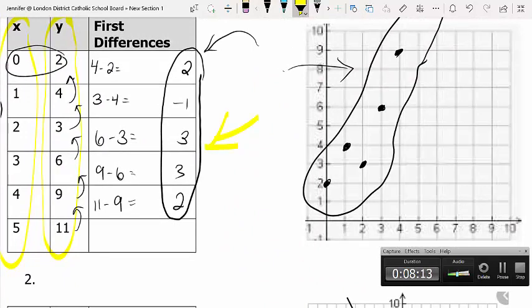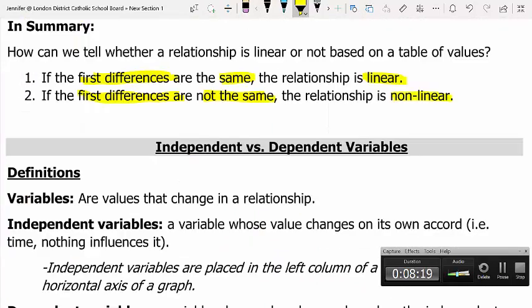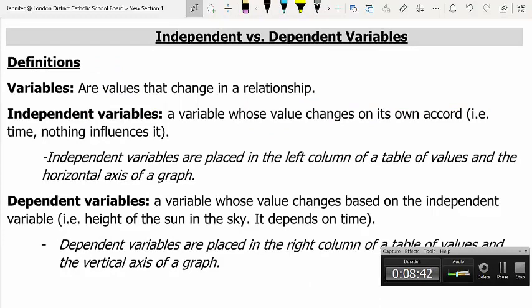First differences are not the same, graph is nonlinear. Okay, so that's the rule that I want you to take away from today. If ever you want to see if a set of data is linear or not, just calculate the first differences, and if they're all the same number, you know it will be linear.